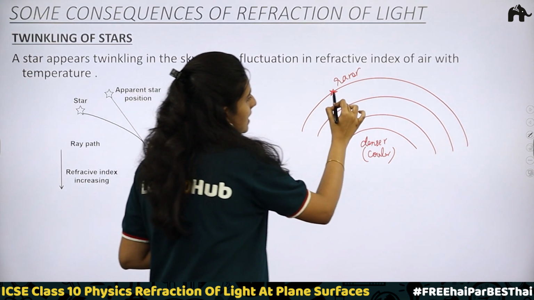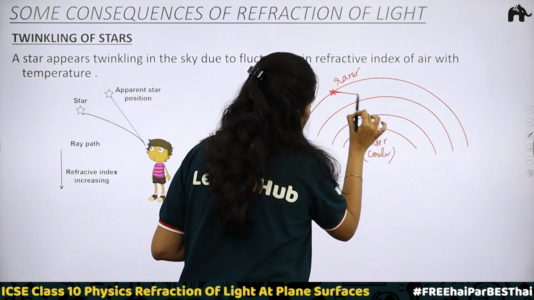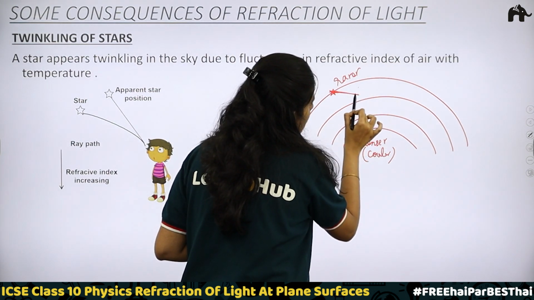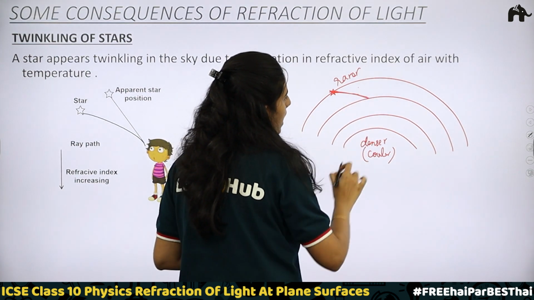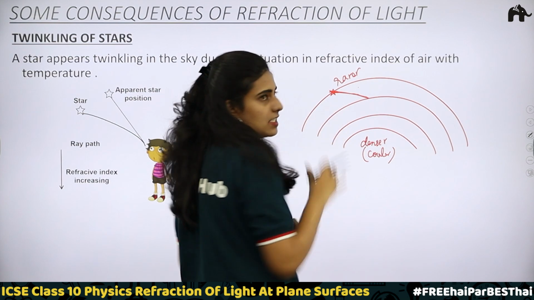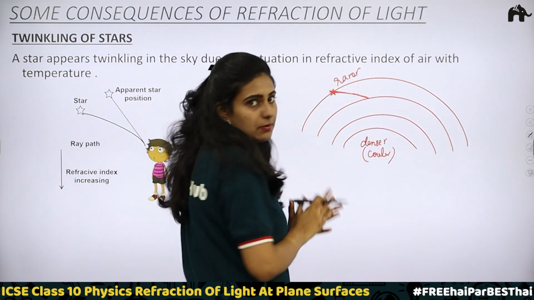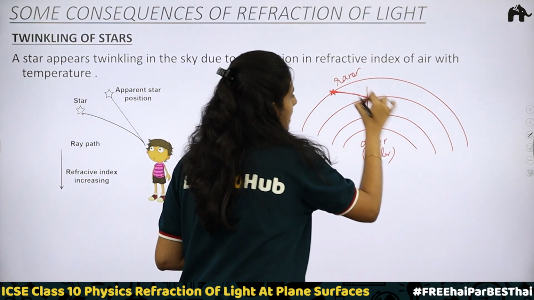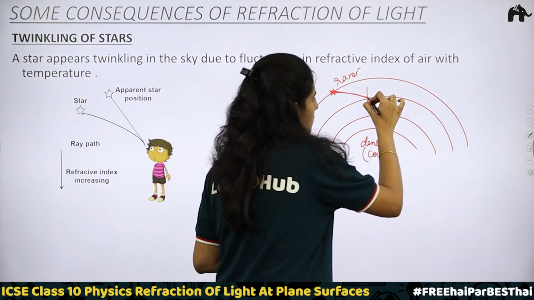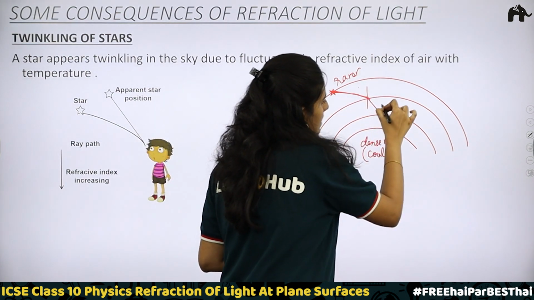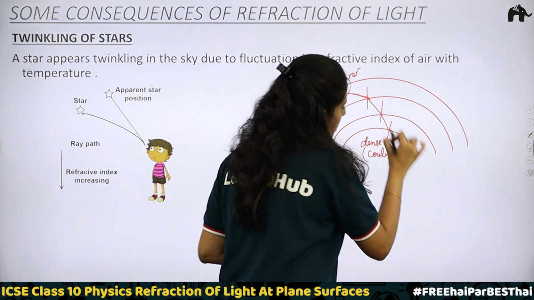Now, let's say the light rays from the star are incident on the different layers. Here it is moving from a rarer to a denser medium. Comparatively, this layer will have more density than the first part. So the light ray will bend towards the normal. In the next layer, again it will bend towards the normal, and again it will bend towards the normal.